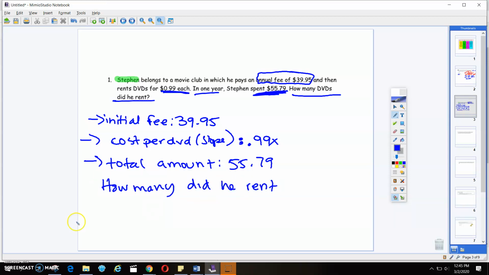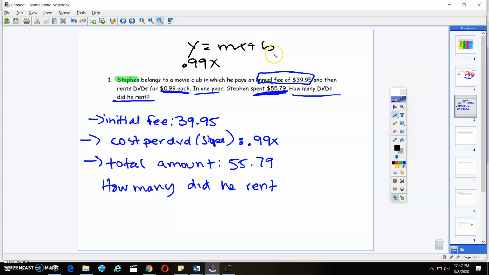So this is what you should have written on your paper. You've probably already figured out how we're going to set this up, but I want to talk through it. So how do we know that this is a linear equation? Because 99 doesn't change. Okay, so Pat's talking about the fact that there is that 0.99 cents per movie. So that's going to be our slope. So in y equals mx plus b, that's your m.